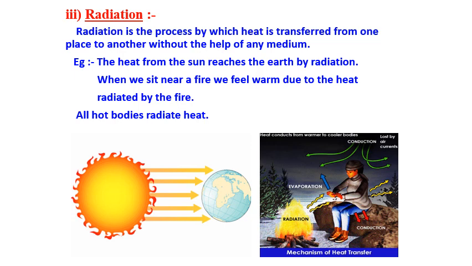Let's take an example. The heat from the sun reaches the earth by radiation. This is another example: when we sit near a fire, we feel warm due to the heat radiated by the fire. When we sit near the fire, we feel warm.